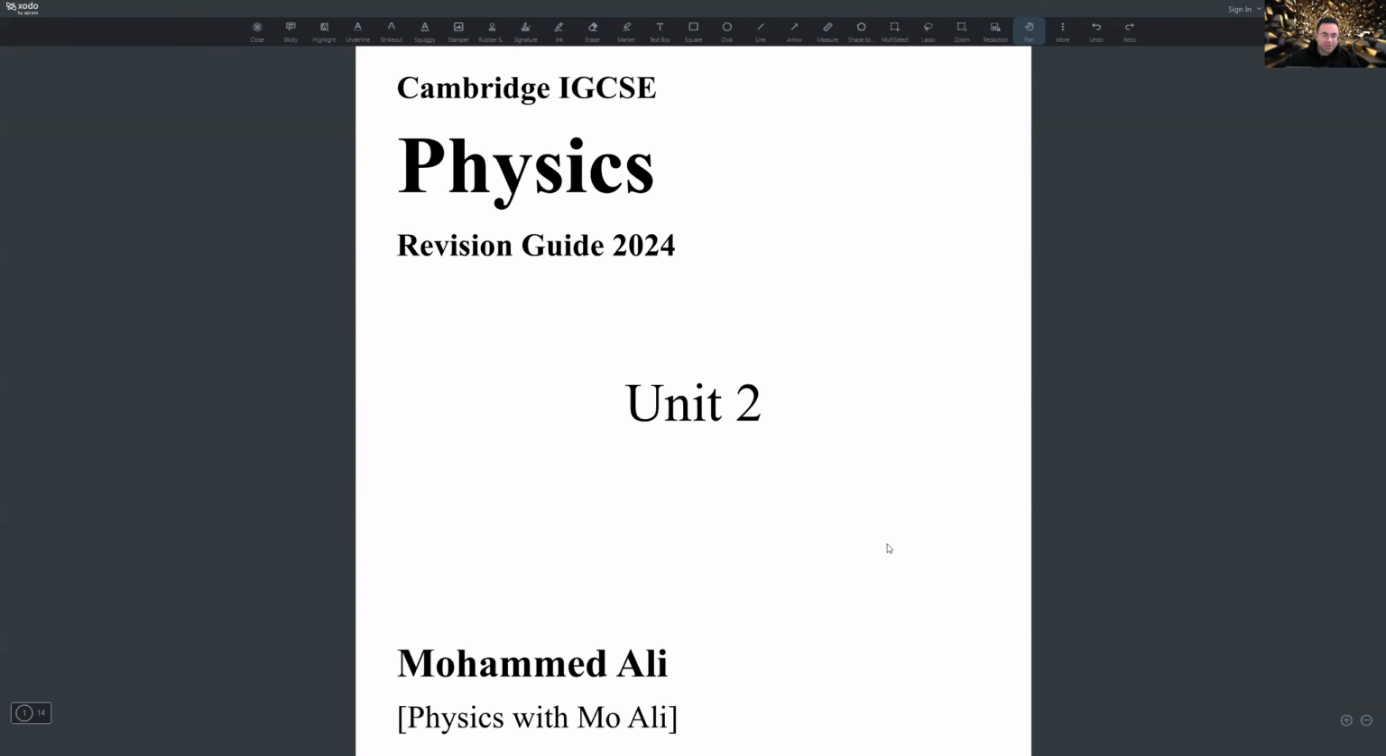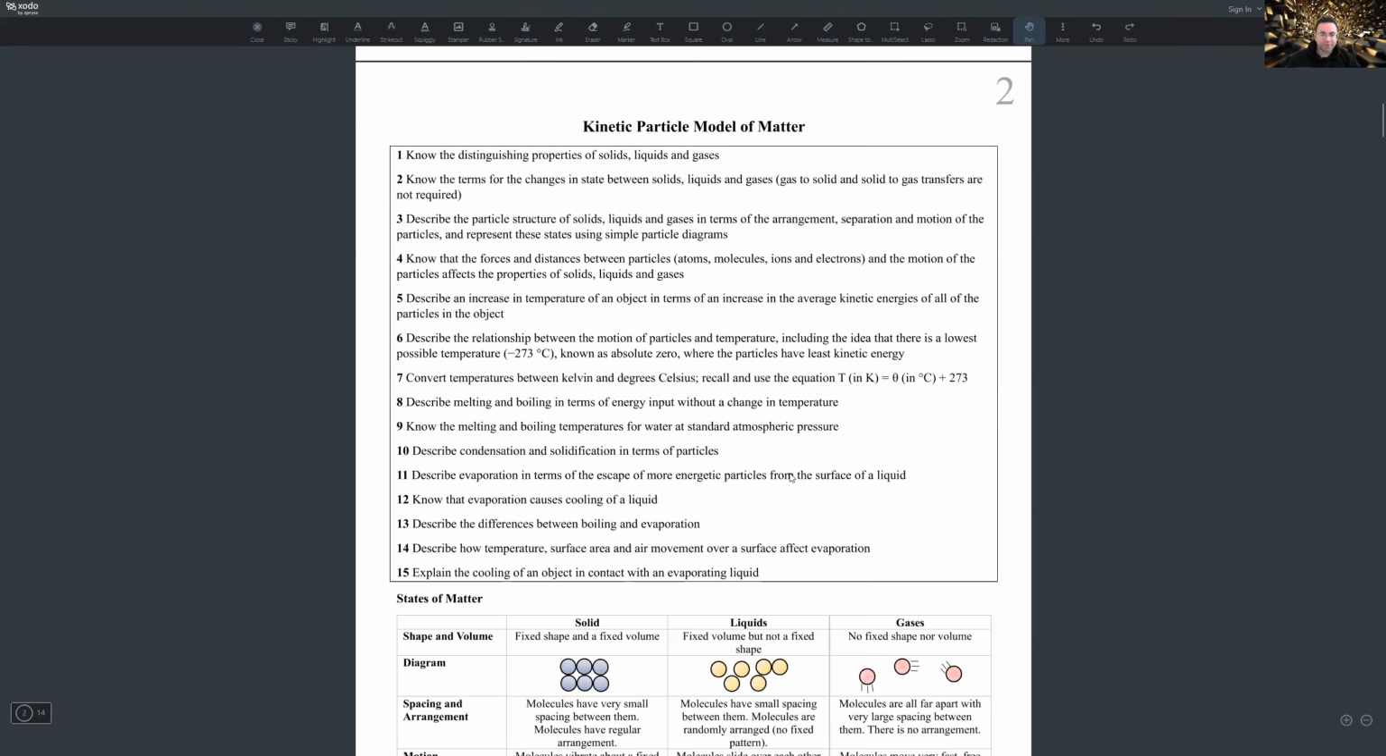So let's get started. This is the entire unit. It's not split into halves. So we're going to start with some of the basics. Again, as you understand, we have a checklist.